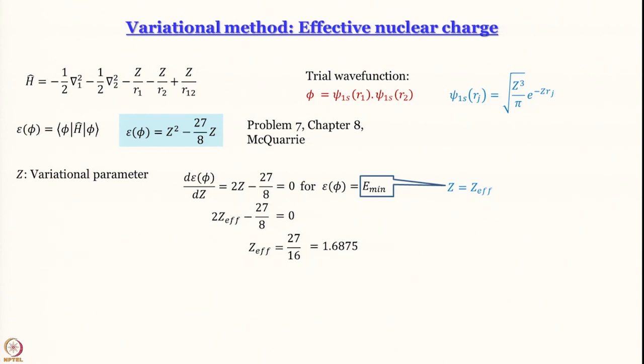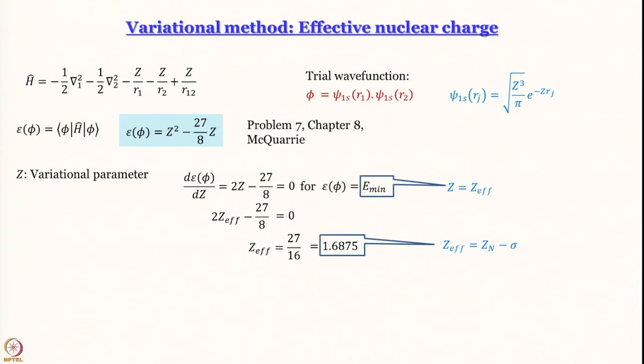What is the actual nuclear charge? It is 2. What we see is we have calculated a value of z effective which is less than the actual nuclear charge, and from here we can calculate the value of the shielding constant sigma to be 2 minus 1.6875, that will come to how much? 0.3125, isn't it? Yeah, 0.3125, that is the value of sigma that we get from this very simple variational treatment of the helium atom ground state problem.